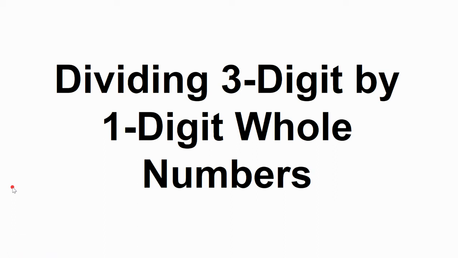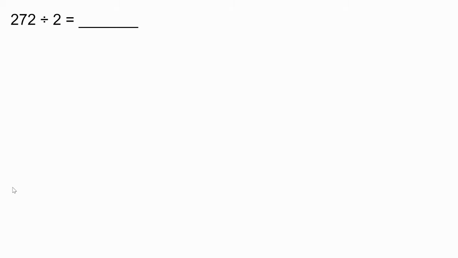Today we'll be dividing 3-digit by 1-digit whole numbers. Let's start with 272 divided by 2. First, let's represent our dividend, or our starting number, using base 10 blocks.